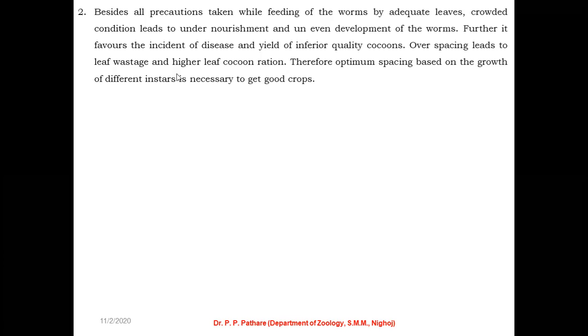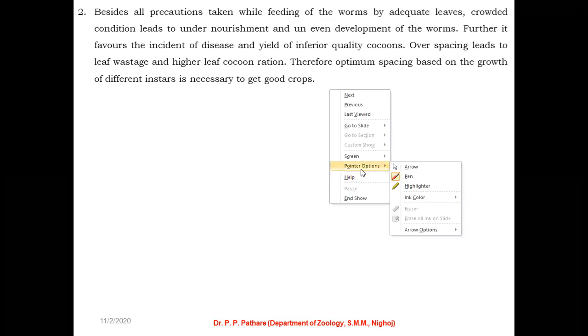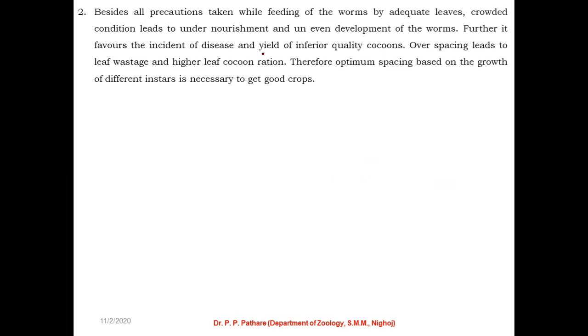inferior quality of cocoon. If a crowded condition is present in your rearing tray, finally your cocoon quality or development of silkworm is not good. Overspacing leads to leaf wastage. This will always happen because you are not able to clean properly. So wastage of leaf always happens and a higher leaf cocoon ratio.